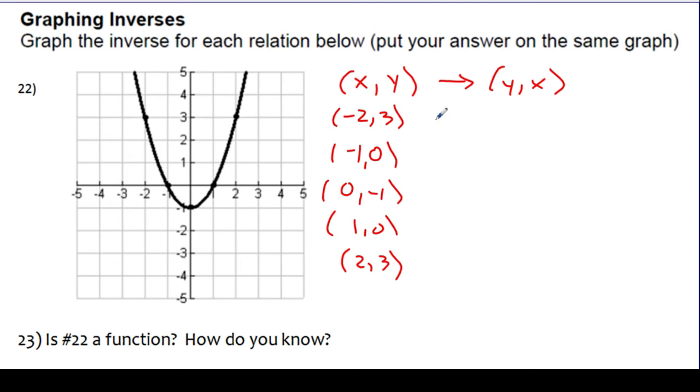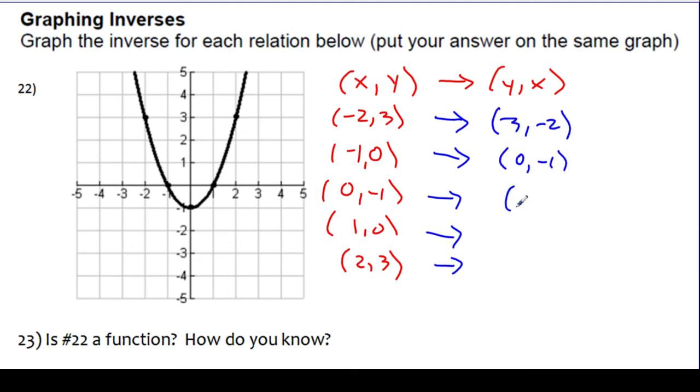Okay, if I'm doing the inverse, I'm going to take each of these points and switch the x and the y, because that's what the definition of inverse is. The domain and the range get switched. So the points that I'm going to graph for the inverse are 3, -2, 0, -1, -1, 0, 0, 1, and 3, 2. Okay, so I'm just going to go to my graph and put those points down.